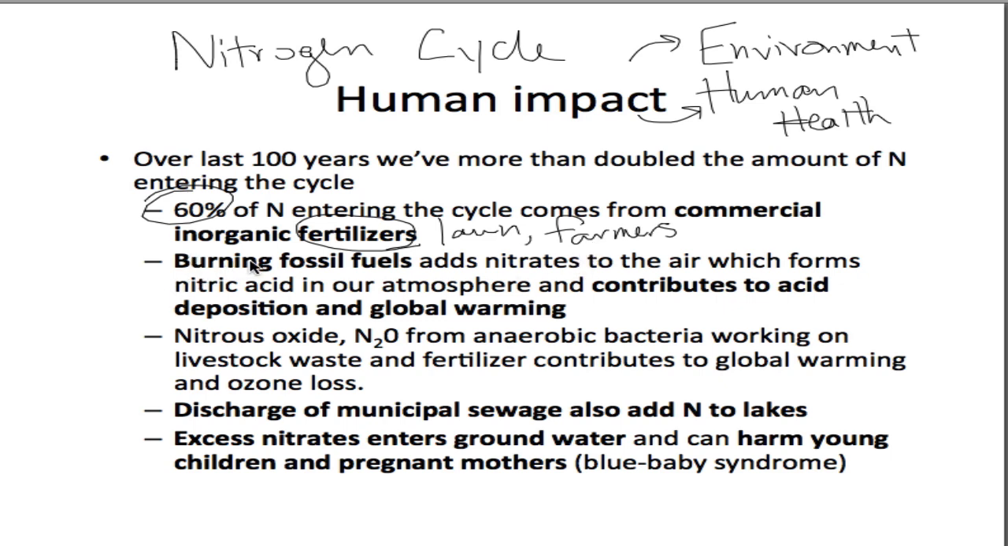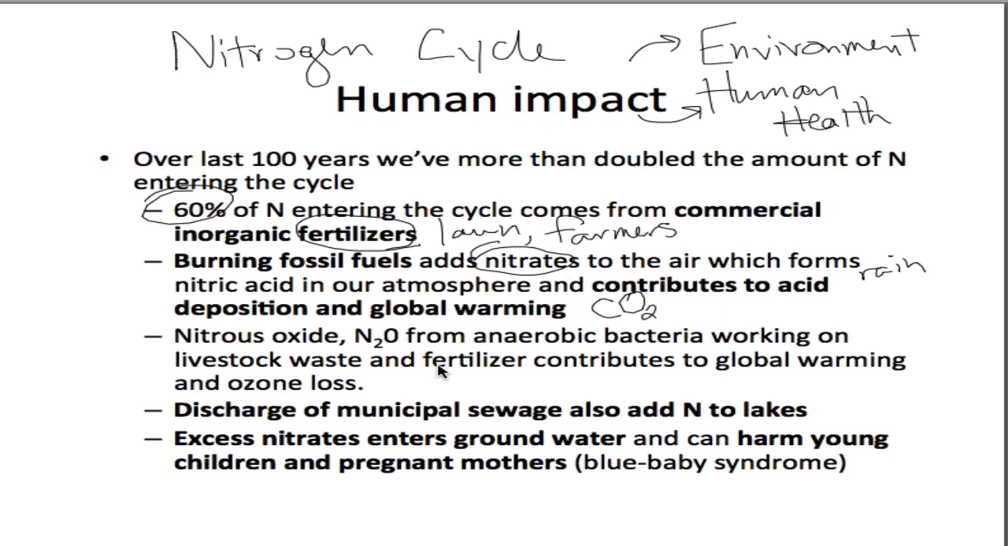Another key one is when we take those fossil fuels from the geosphere and burn them, we're adding nitrates to the atmosphere. And what that's going to do is two things. It can add to acid precipitation, like acid rain. But it also impacts global warming as well. Usually when we think of global warming, you think of CO2, carbon dioxide, increasing the average temperature, right? But nitrates can help with global warming as well.